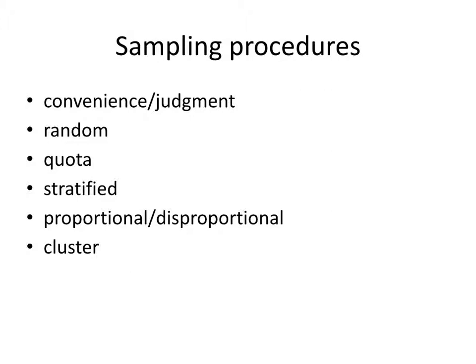Well, how do we go about identifying our sample? There are various procedures. A convenience sample, sometimes called a judgment sample, is a group of participants that are convenient, so easy to recruit, easily available. The judgment comes in when the researcher or the manager uses her judgment to conclude that the sample is appropriate.